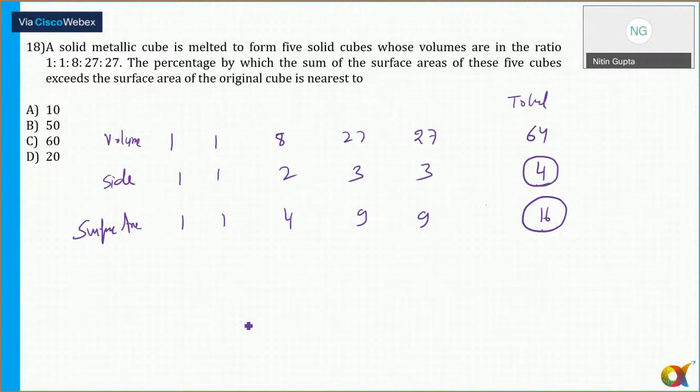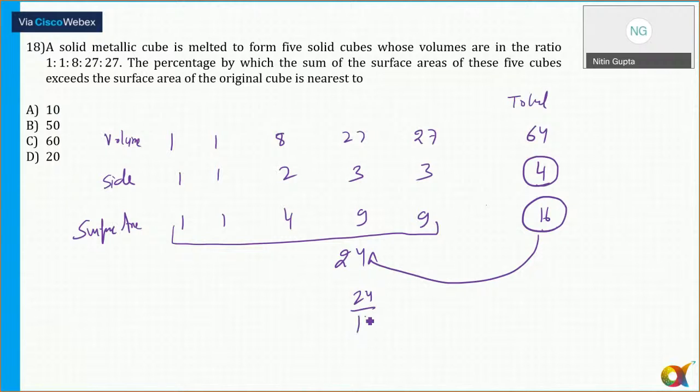So if the surface area of the original one is 16, then the total surface area of these smaller 5 will be 1 plus 1 is 2, plus 4 is 6, plus 9 is 15, 15 plus 9 is 24. So how many times is it more? Find out the ratio: 24 by 16 times it is more, and that comes out to be 1.5. So how much percent is that? The answer is 50%. So option B, which is 50%.